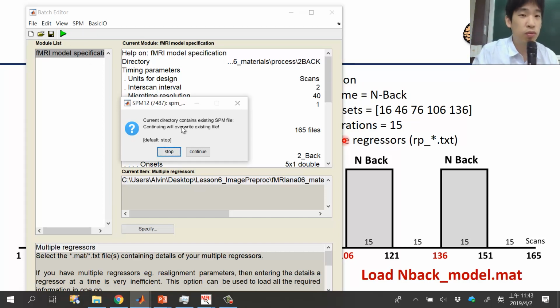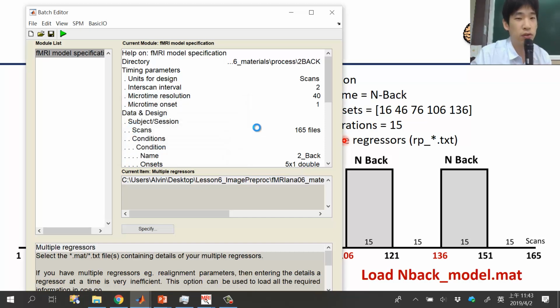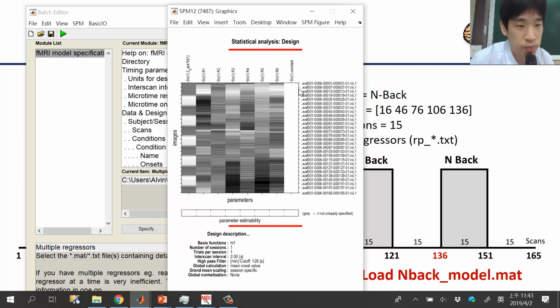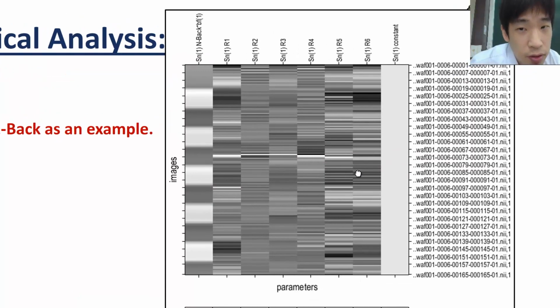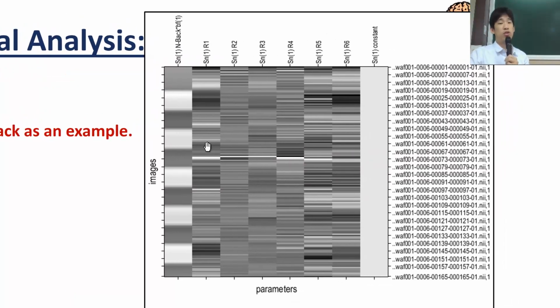Okay, if you already performed the model specification before, you will see a warning message right there. If you didn't, you won't see this. So now I may say, continue, just continue. It will override the previous SPM file that you generated before. Then you can see this. I think I have an enlarged one right here. This is the model design that SPM displays to you.